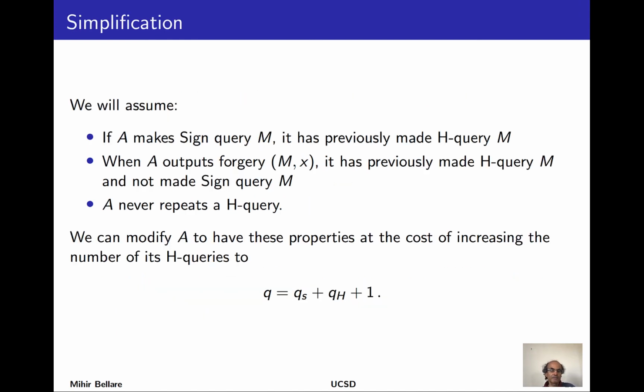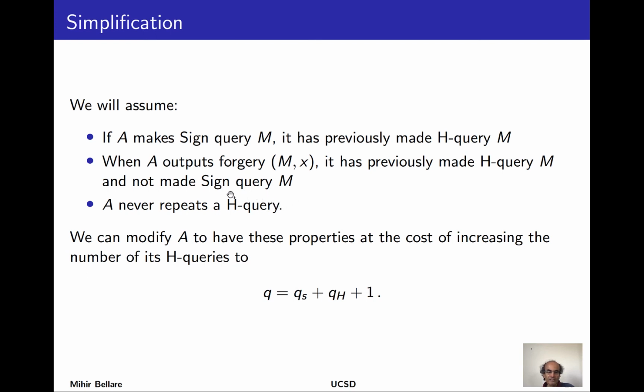So let's now put it together. Towards that, it helps to make a few simplifying assumptions on the adversary. These assumptions, unlike the ones we had before, are without loss of generality. So one of them is that if the adversary queries M to the sign oracle, it has previously queried M to the hash oracle. Another assumption is that when the adversary outputs a forgery, a message and candidate signature, it has prior to that queried M to the hash oracle. Now remember that if it queried M to the sign oracle, it wouldn't win the UF-CMA game. That's disallowed. So we assume it doesn't do that. That's natural, otherwise it wouldn't win.